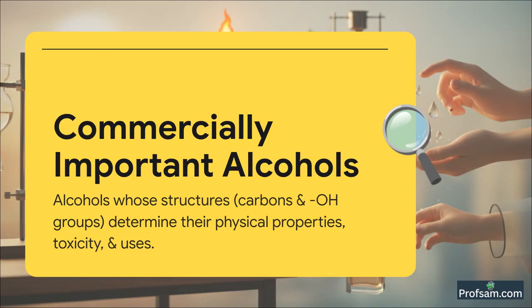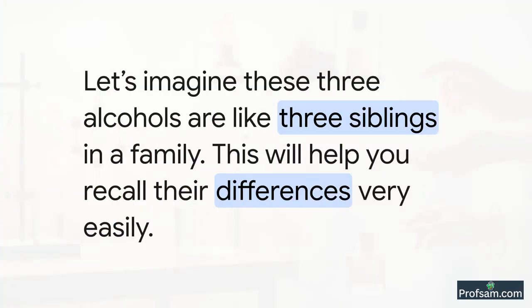Okay, and here is the formal definition for your exams. It simply states that for these commercially important alcohols, their molecular structure, meaning the number of carbons and OH groups, is what determines their unique properties and their applications. It's as simple as that. So, to make this whole topic super simple to remember, let's use that picture I mentioned. Let's imagine these three alcohols are like three siblings in one family. This analogy will make it much easier to remember their differences.